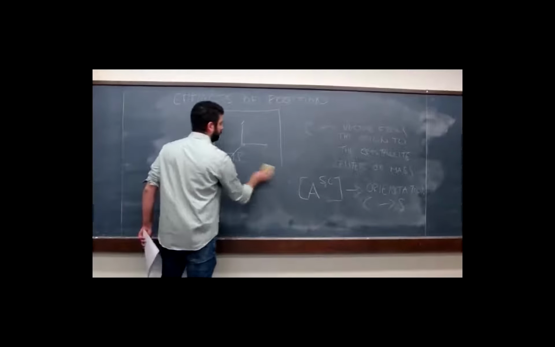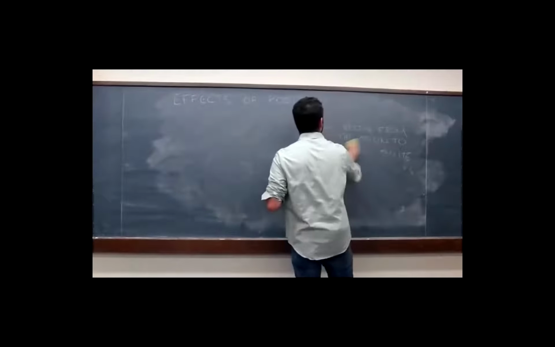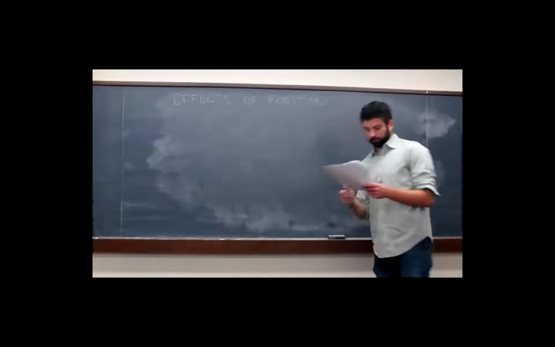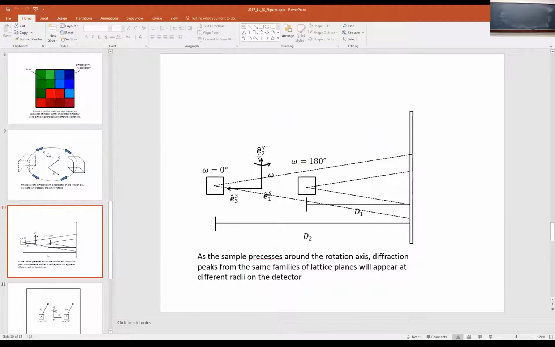So what are some of the effects of this change in position? The first effect is that as a crystal is rotating around the rotation axis, and let's say we have a detector plane here, as it's rotating, the distance between the sample and the detector is changing. So effectively, the angles at which diffraction peaks occur are fixed, but the intercept points with the detector plane are going to change due to this change in distance.